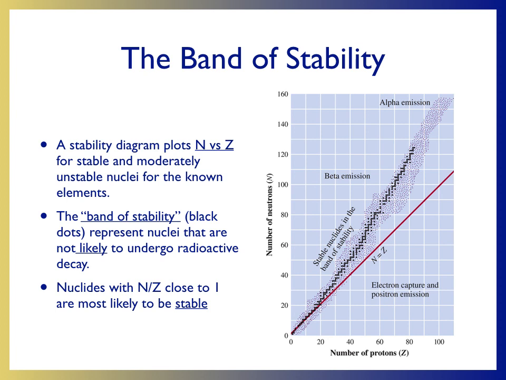That is, smaller stable nuclei tend to have an equal number of neutrons and protons. We see this with helium-4, nitrogen-14, and carbon-12, each having an equal number of protons and neutrons.